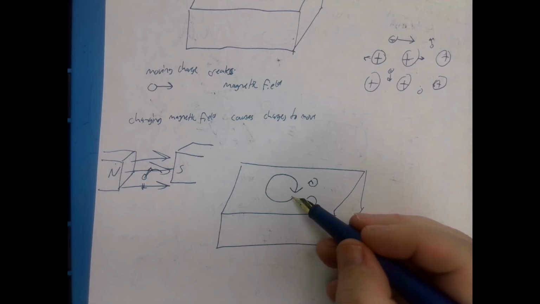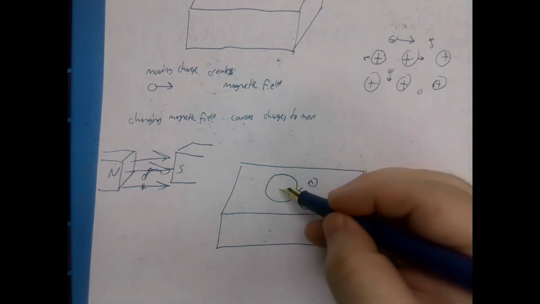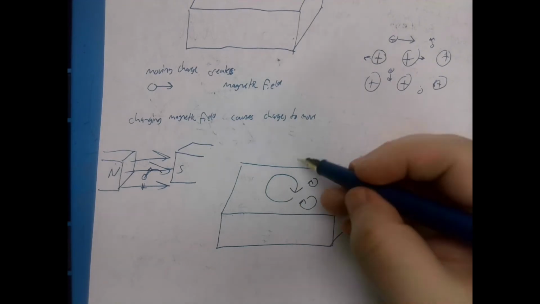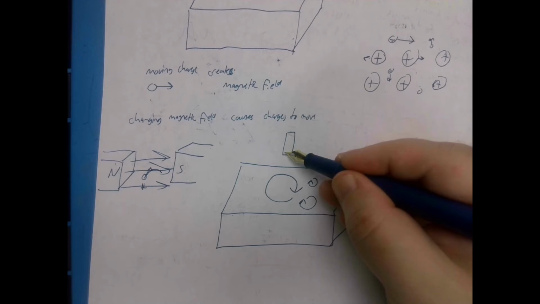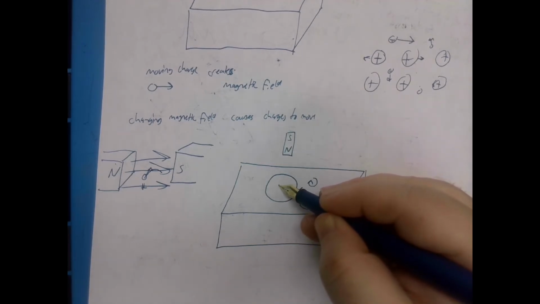And what happens when we have a moving charge? It's going to create a magnetic field. So if we're dropping onto this a north-south magnet, it's going to create a little north-south magnet.